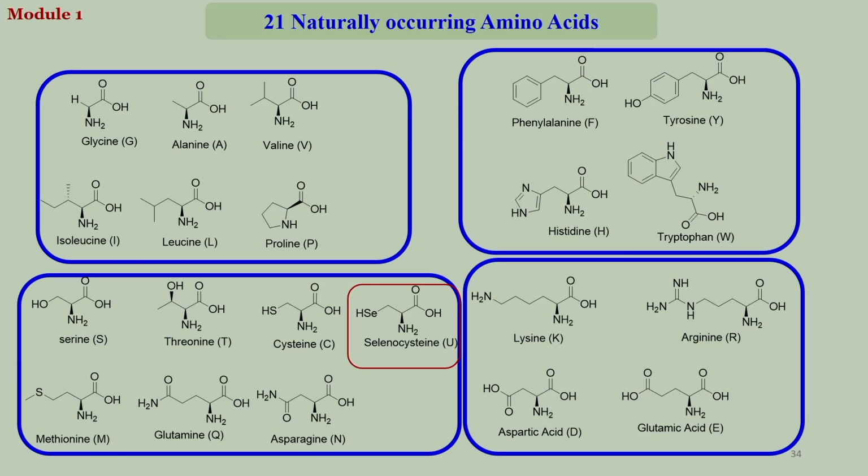Most of the biological reactions, as we know, are catalyzed by enzymes. So, enzymes or proteins are biomolecules, large biological macromolecules which are composed of amino acids. And as you know, there are around 21 naturally occurring amino acids in nature, and these are the structures.